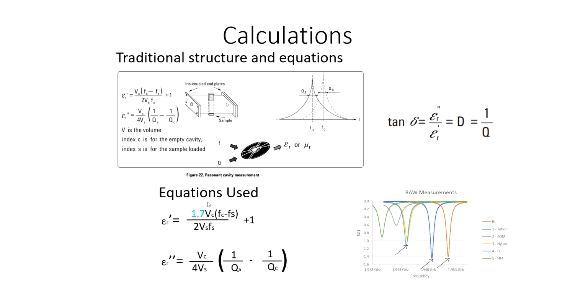So what I've done is I've added a fudge factor of 1.7. In this case, it's empirically derived based on the dielectric properties of Teflon, pardon me. When we do that and make that one adjustment, we keep the epsilon double prime equation the same. We do have to calculate the Q values of the sample.